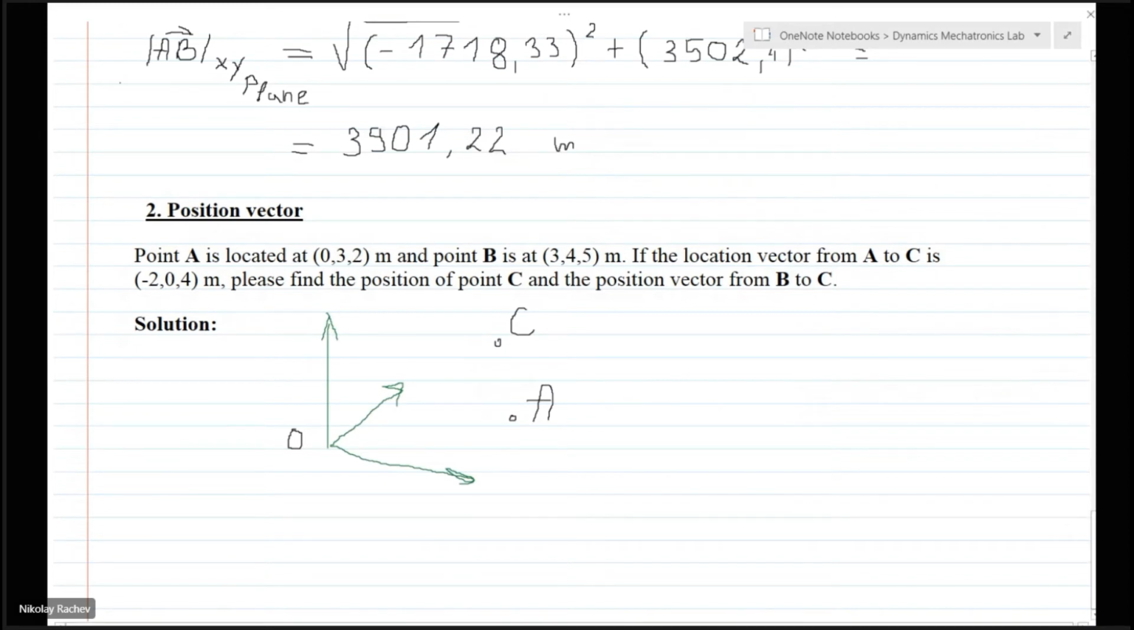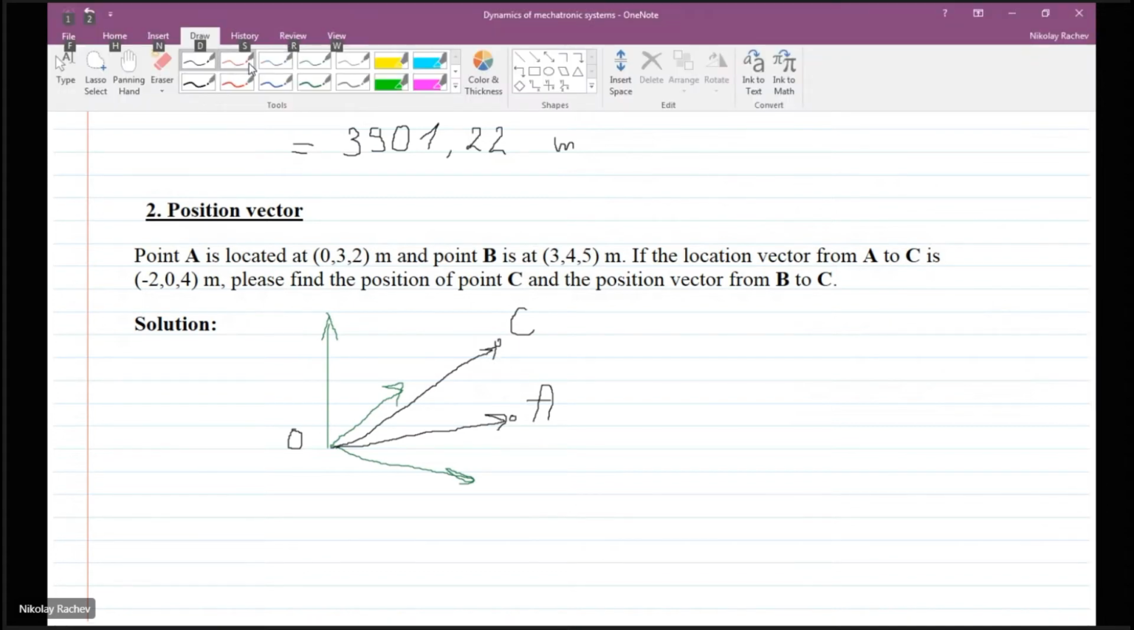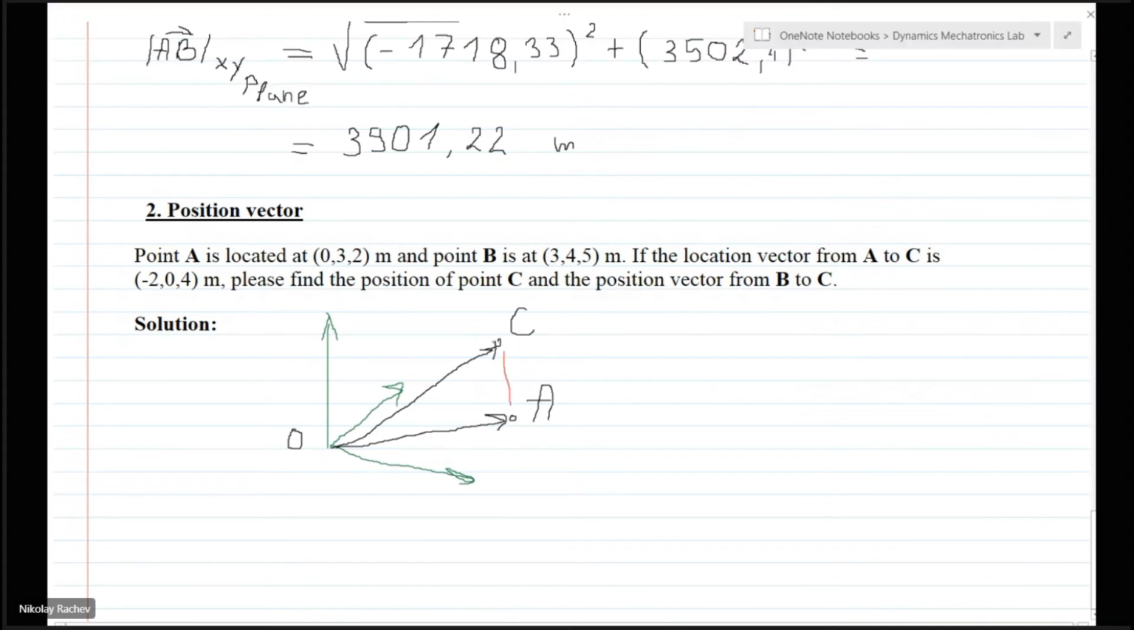Now, we can draw the following. So, if we are looking for the values for the location vector from A to C, then we have to proceed the following way. We can find A. Actually, we know A. We're looking for C, and then we will be able to proceed like we already did in the previous task, and we will find AC.